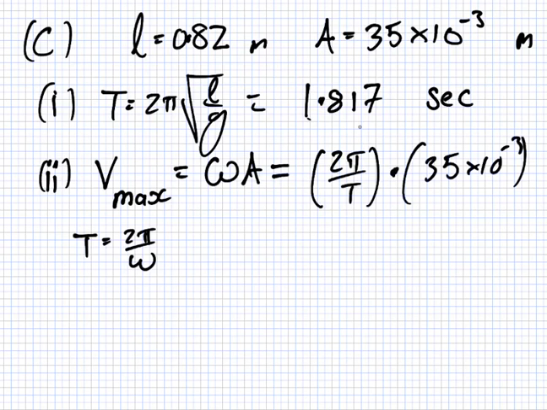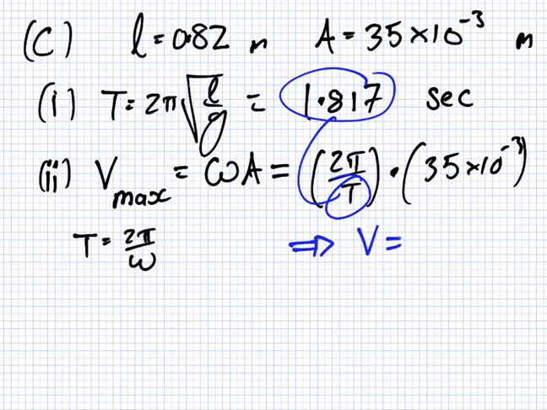So all you have to do is take this answer and put it in there. And out comes another 2 marks or whatever it was. 2 pi over my answer times 35 times 10 to the power minus 3. What did you get? Tell me, I want you to do it with me. What is it? Yeah, 0.121 meters per second.